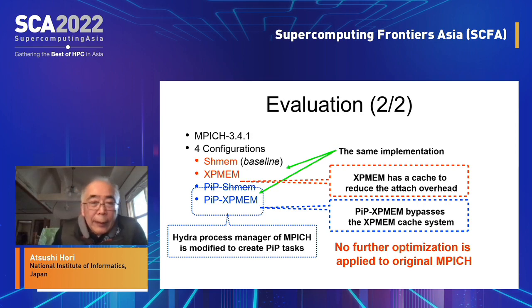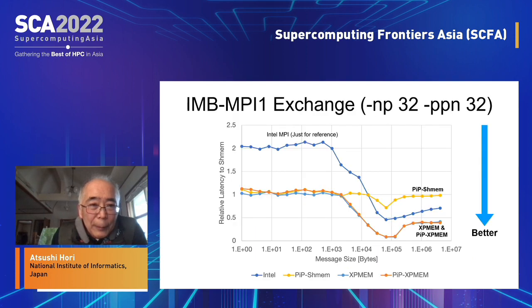So this is just a comparison of the shared memory model and the shared address space model. There are no further optimizations. It is possible, but I intentionally did not apply any further optimizations. So those are just the differences.